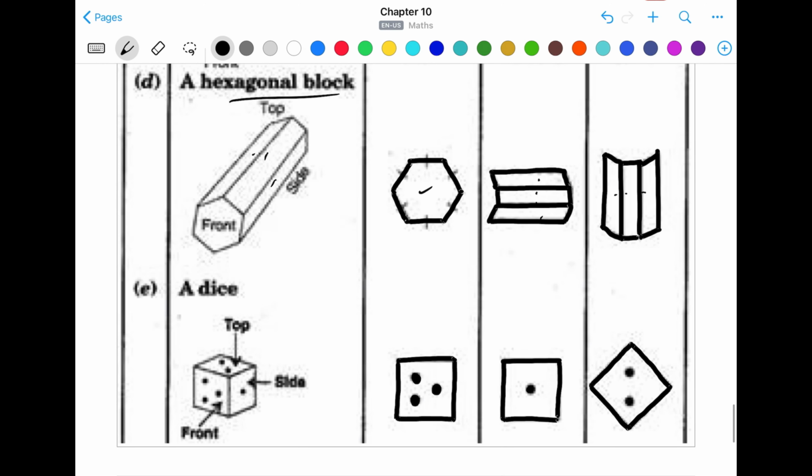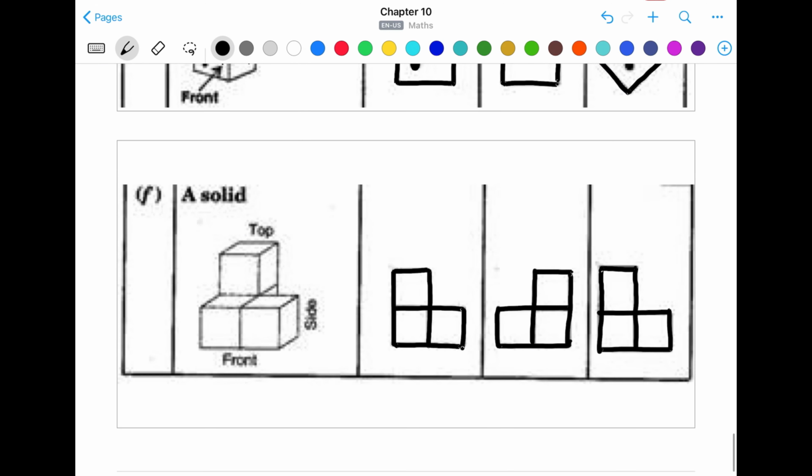Next one is a dice. So we have its view. The front view will be having 3 dots, side view having only 1 dot, and top view having only 2 dots. Okay, next one is similar to this one. We have this solid. Its front view is this side, so this one is front view. Side view is here, as one here and also one here, so its side view is this one, and last one is its top view.